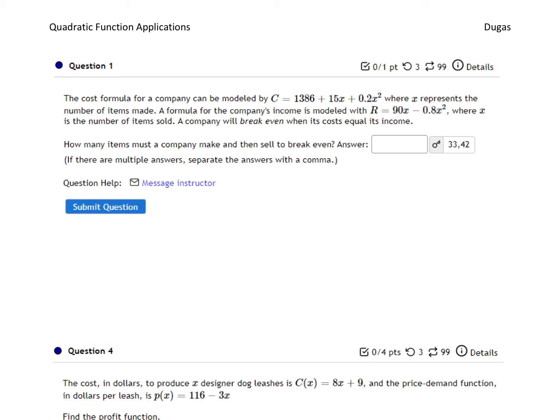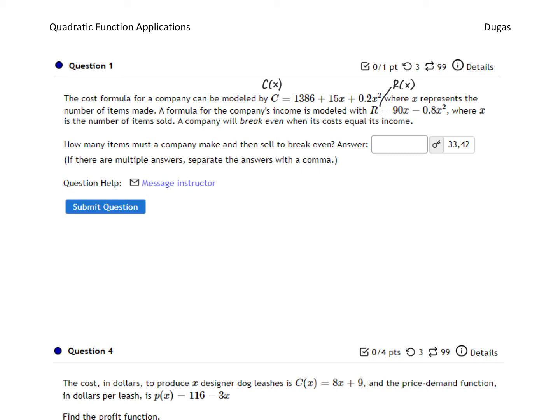So question 1, the cost formula for a company can be modeled by C equals, and because the variable is X, you will often see this like this, C of X, same thing. Similarly, in the next sentence, you will see them talking about R, which is revenue, and that can also be called R of X because our revenue is a function of the variable X.